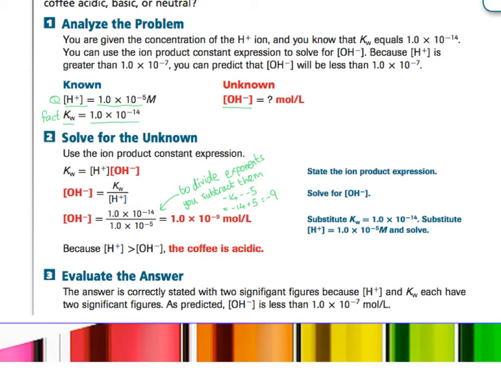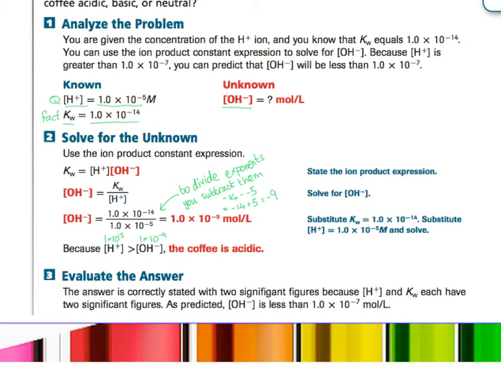And in order to divide exponents, they have to be subtracted. So we have minus 14 minus minus 5, and a minus minus is a plus. So minus 14 plus 5 is equal to minus 9. And the original numbers, you divide them as normal. So 1 divided by 1 is equal to 1. So we can see that the OH concentration is 1 times 10 to the minus 9.